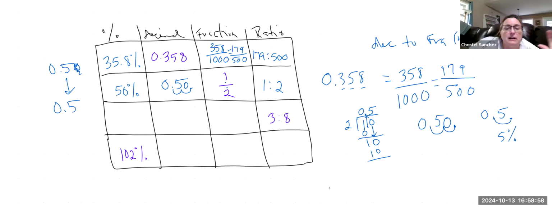Correct, it is, but when we convert it, hold on a second, my computer's about to fall. Let me find my.